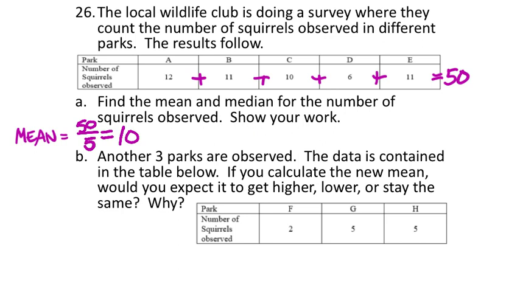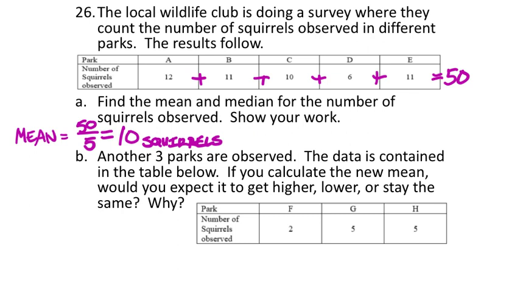So on average, it appears that the number of squirrels observed in these parks would be 10 squirrels. And yes, this is a word problem, so I will label it in squirrels. Squirrel, 2 R's, there we go. And that is our mean.